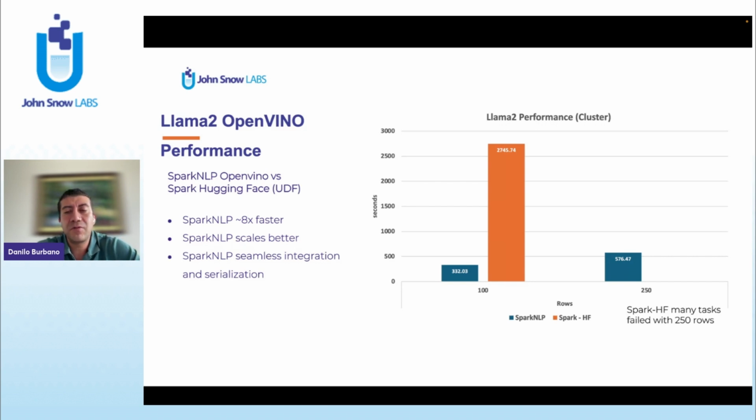When scaling up to 250 rows, Spark NLP completes the task in 570 seconds. It's important to note that Spark Hugging Face encountered multiple task failures at this scale, highlighting its limitation in handling larger datasets. So I had a hard time making Spark Hugging Face work with only UDF. I had some serialization issues, and after overcoming them, as you can see, we have some speed issues. So Spark NLP has seamless integration and serialization. It's much easier than using UDF, for example.